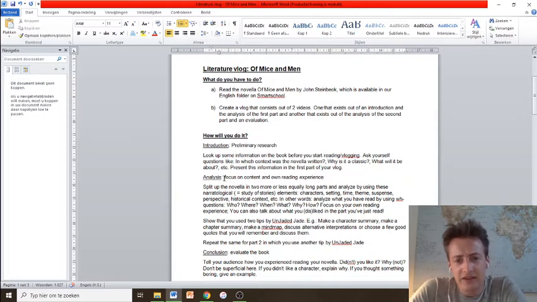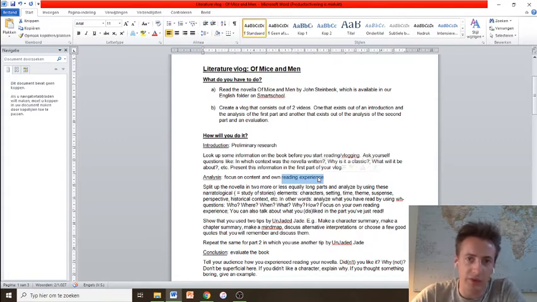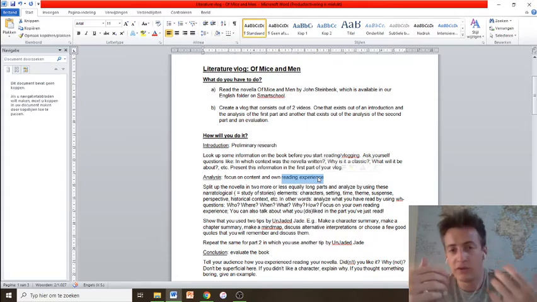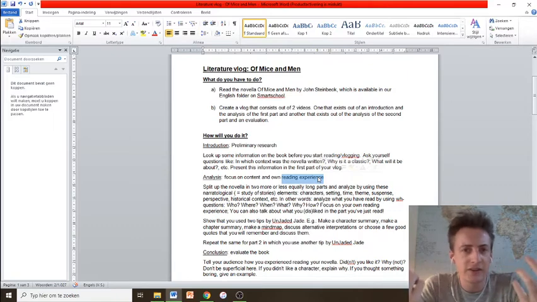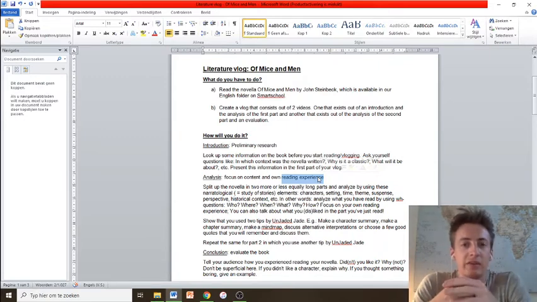The second part is then the analysis. During your analysis of this novella, you're going to focus on the content, so what it is about, and your own reading experience. Let me focus for a second on the fact that you don't have to summarize during your video. You can give a brief summary, of course, but if you summarize the whole story, then the vlog is not that interesting, because I can just look up a written summary myself. What I am interested in most is to see how you can analyze this novella, and most importantly, what your reading experience was. That's what interests me most.